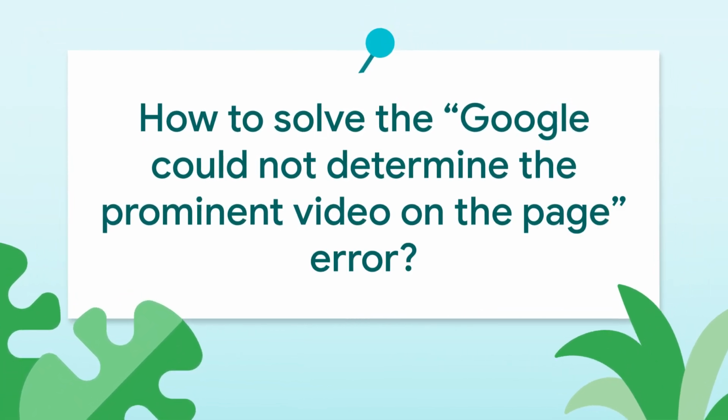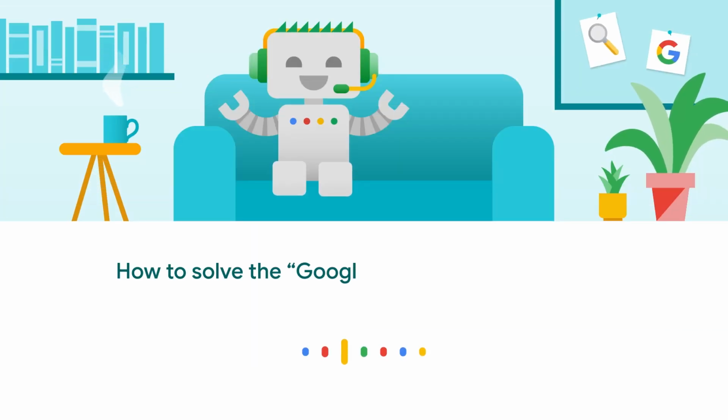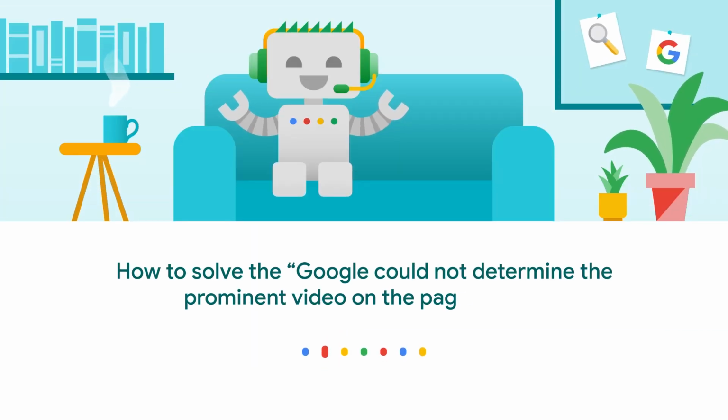Jimmy is asking, how do I solve the "Google could not determine the prominent video on the page" error in Search Console? Hey, Jimmy. So Search Console shows you a list of affected pages for this message. So I would take a look at a few of those pages to see if it makes sense to fix. It may be that this is working as intended based on how you designed the page, and that's totally okay.